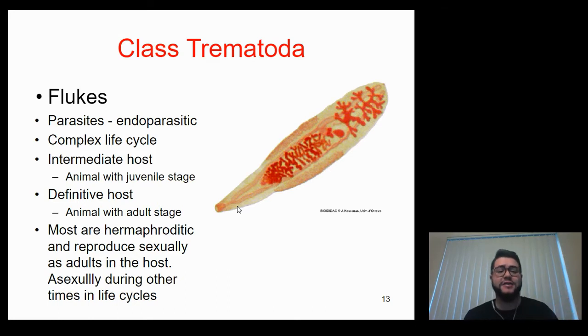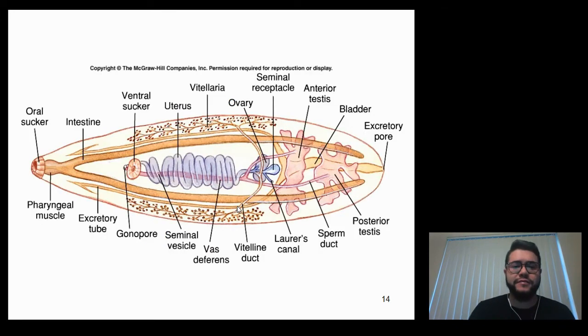I'll go over the life cycle in general, but the life cycle basically has an intermediary host where they're in a juvenile or young stage, and an adult definitive host where they're in a larger animal. Most are hermaphroditic and reproduce sexually inside of the adult host. And then there's some asexual reproduction that occurs at different times of the life cycle, similar to a jellyfish's life cycle where it went through strobilation to make lots of medusa. Similar things happen in these flukes.